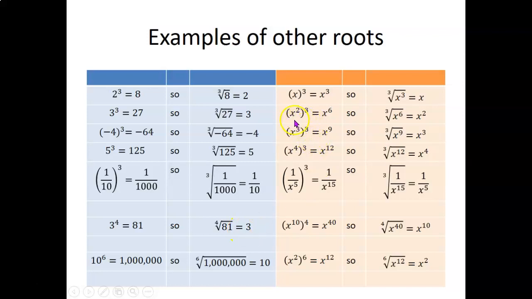And look at some of these variables. x squared cubed would be x to the 6th. So the cube root of x to the 6th would be x squared. The cube root of x to the 9th would be x to the 3rd. The cube root of x to the 12th would be x to the 4th. The 4th root of x to the 40th would be x to the 10th. Notice the pattern?